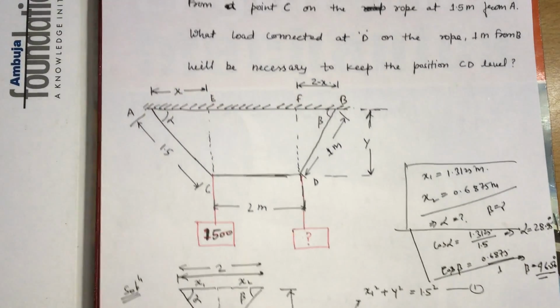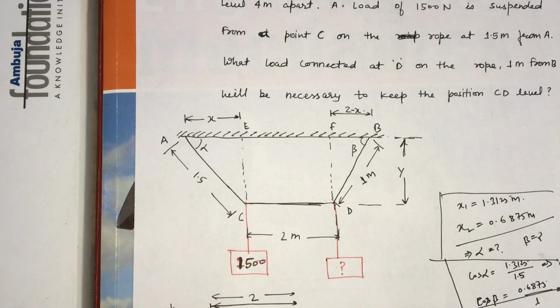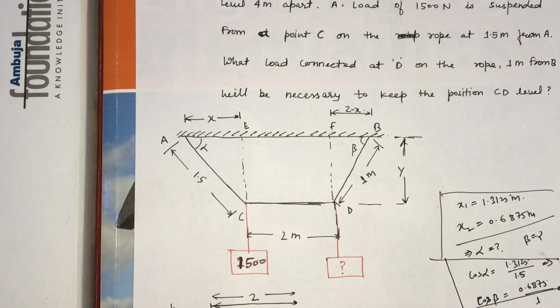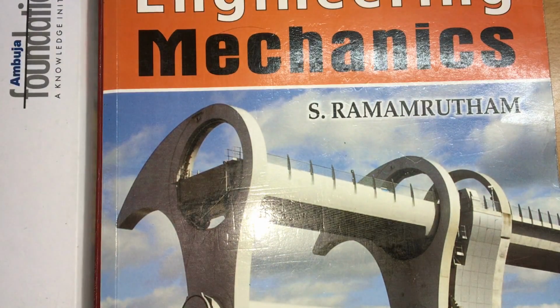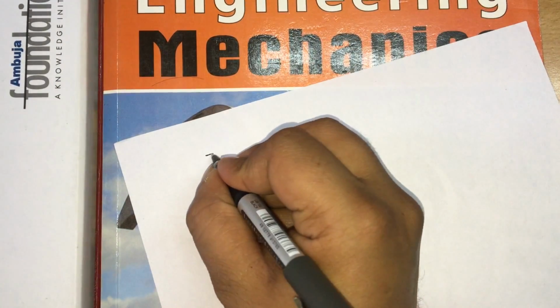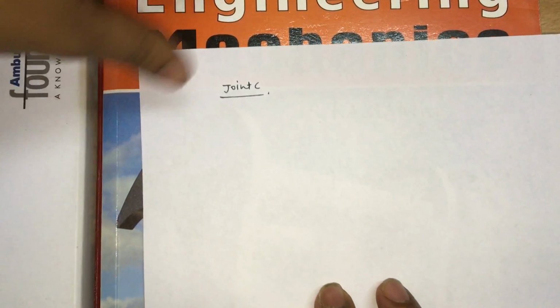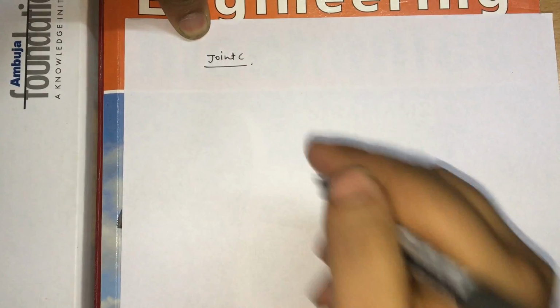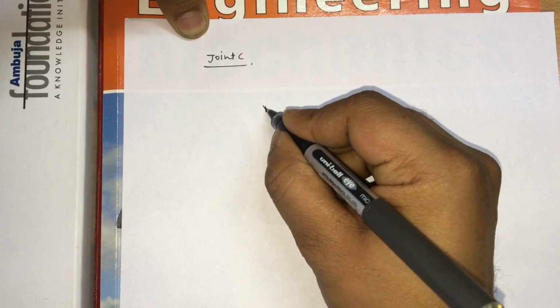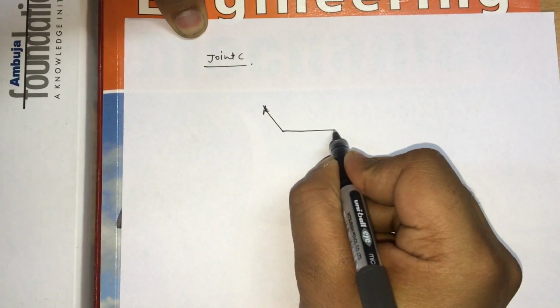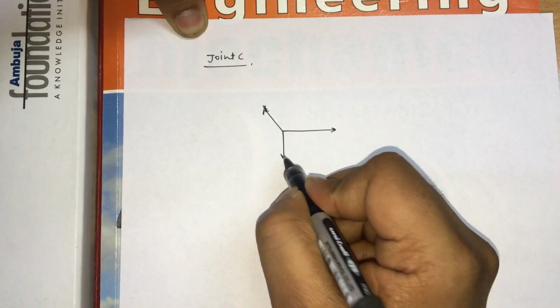Once you know the angles, you simply apply Lami's theorem to the whole process. So I write here. Now you can apply Lami's theorem to the problem, considering joint C having fewer unknown forces. So joint C, this is the force and this is the force and this is the force.